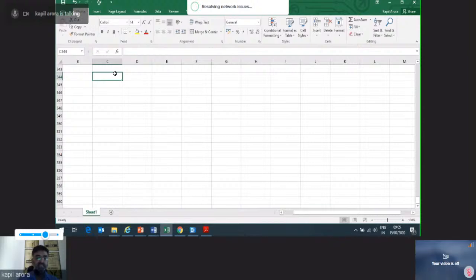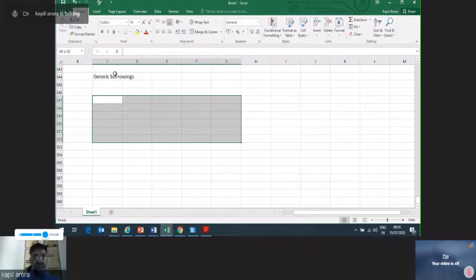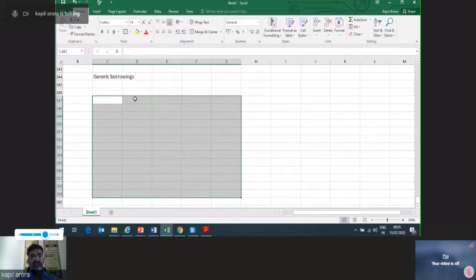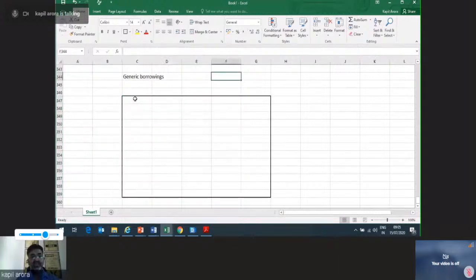Specific cost. There is another borrowing known as generic borrowing. Generic borrowing means, let me just show this thing. I am making the balance sheet here. I construct an asset.